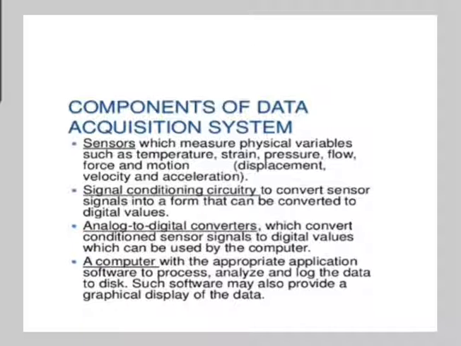Next is analog to digital converter. It converts the conditioned sensor signal to a digital value which can be used by the computer. So in the physical world, parameters such as temperature, pressure, humidity and velocity are analog signals, and a physical quantity is converted into an electrical signal. So we need an analog to digital converter to translate the continuous analog signal to discrete digital numbers so that the microcontroller can read them.